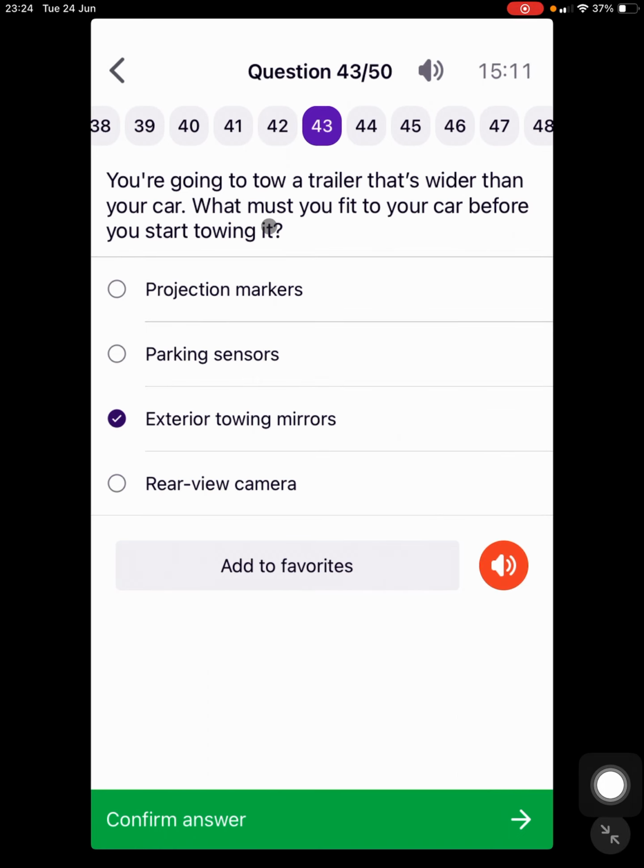You're going to tow a trailer that's wider than your car. What must you fit to your car before you start towing it? Exterior towing mirrors. And the reason was so you can see.